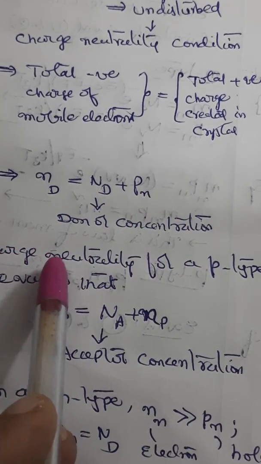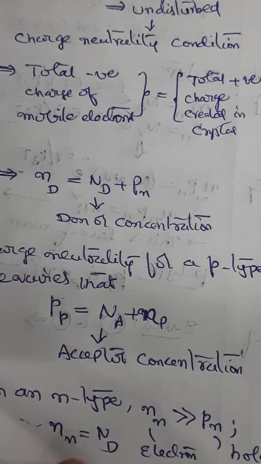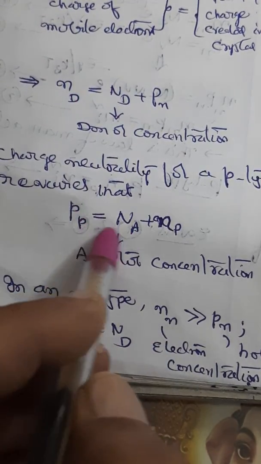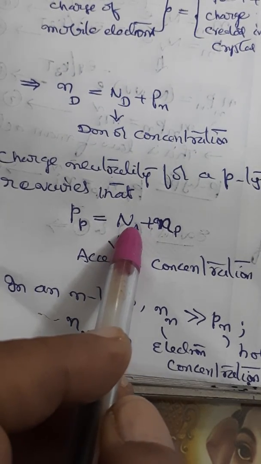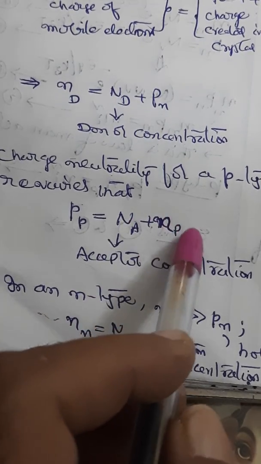So the charge neutrality, this is for n-type, but for a p-type, what you will have is an equation like this. Instead of N_d, you will have N_a. This N_a is the acceptor concentration.